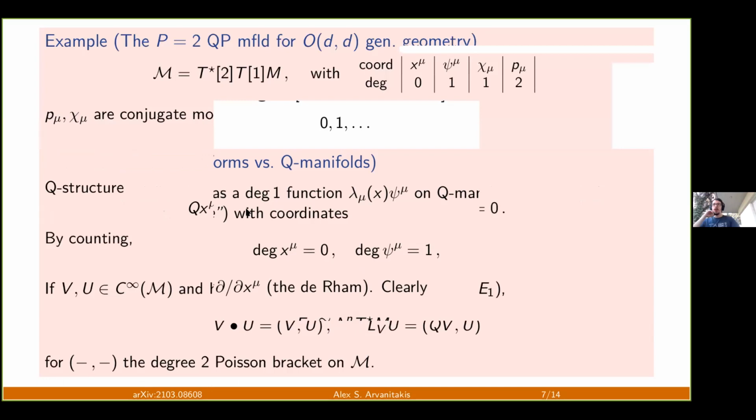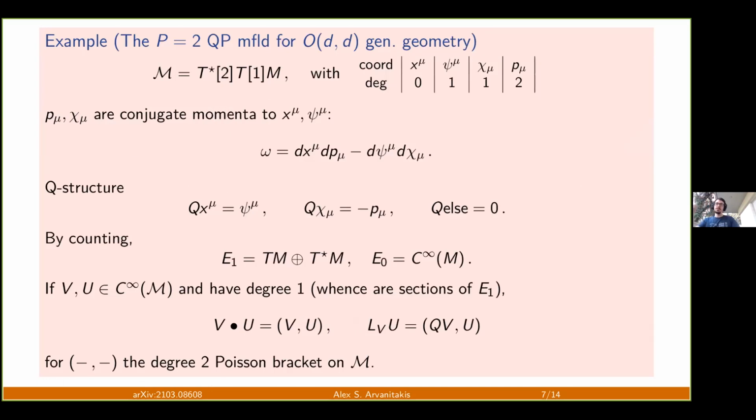Okay, so let's look at an example. This is the example of the QP manifold that will eventually be responsible for the Alekseev-Strobl current algebra I showed a few slides ago. So you take T[1]M, the shifted tangent bundle, and then you take the cotangent bundle with a degree shift, and this amounts to this ring of functions. You have x^μ, coordinates on the original manifold, unadorned M, and then you have ψ's, which are coordinate differentials, and then you have their conjugate momenta.